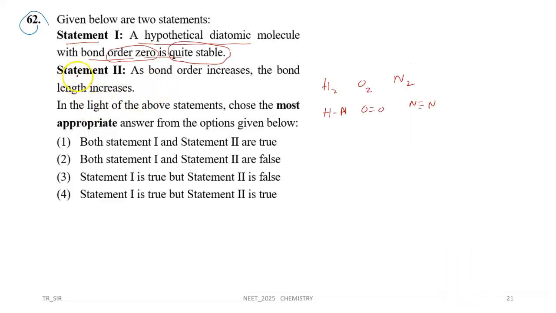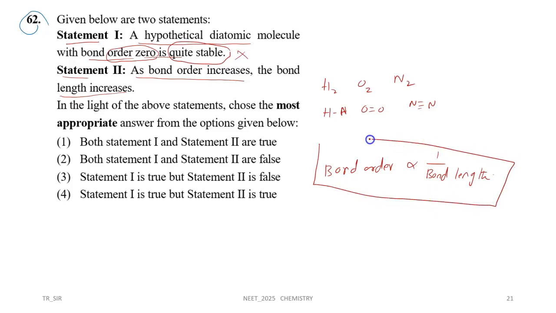Now come to the second statement. Statement one is false. Statement two: as bond order increases, the bond length decreases. Bond order is inversely proportional to bond length. This is the relation we have to see in this question. They're telling that bond order increases as well as bond length decreases. That is a false statement.